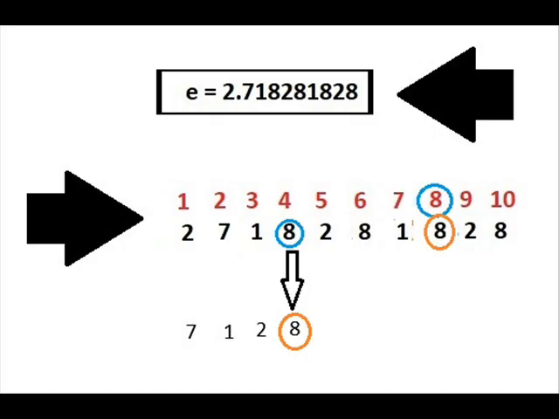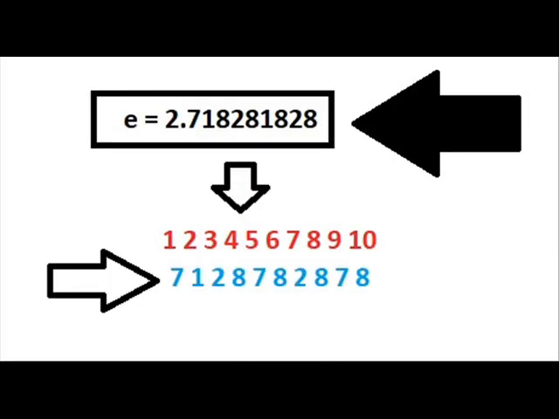For the fourth place, the number is 8, so one has to check index 8. Index 8 has the number 8, so the fourth place is 8. At the end, what one gets is the number 71287828878.